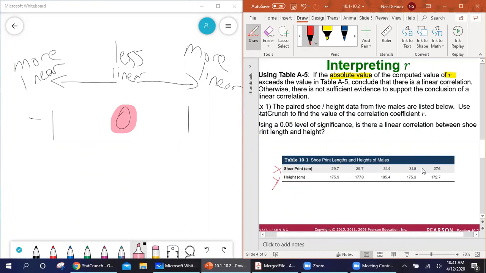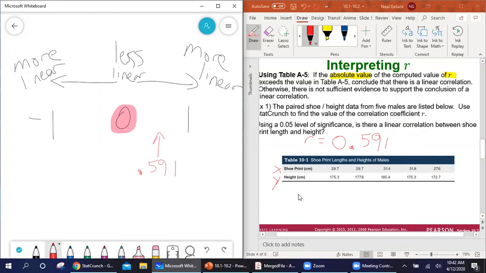So I got R to be 0.591. So the question is, is that close enough to 1? 0.591 is right around here. Okay, that's pretty close to dead center. Is that close enough to 1, or is it not close enough?